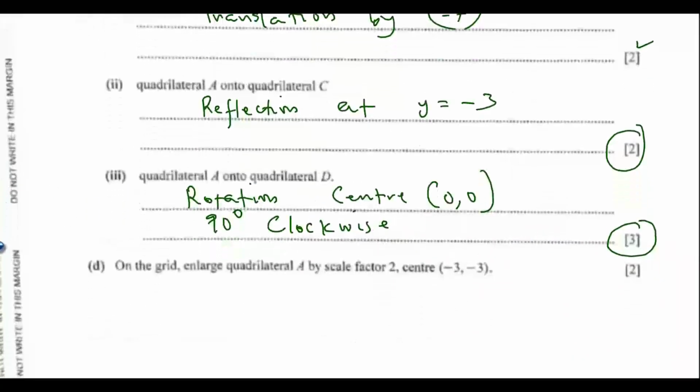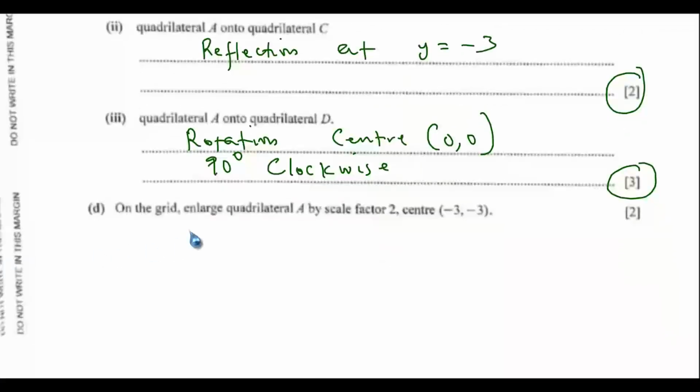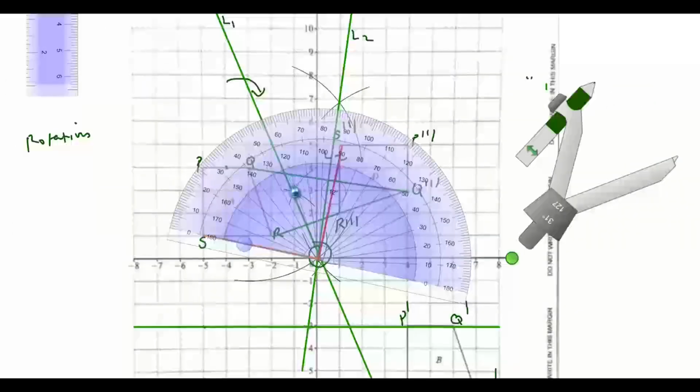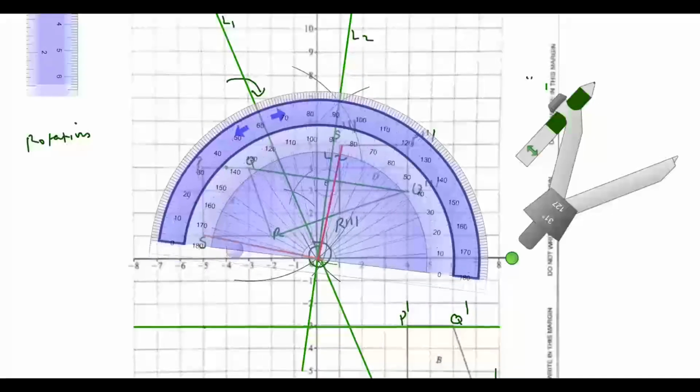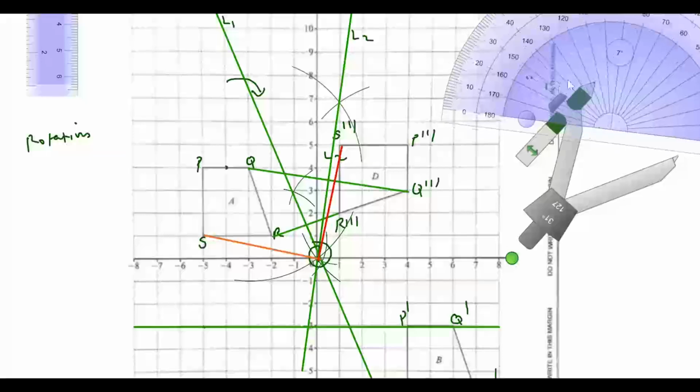Okay, so part D: on the grid, enlarge quadrilateral A by scale factor of 2, and the center of enlargement is x equals 3, y equals 3. So let's go back to the previous page where you have the quadrilaterals. This is the page, so we don't need this again. We can easily remove this.